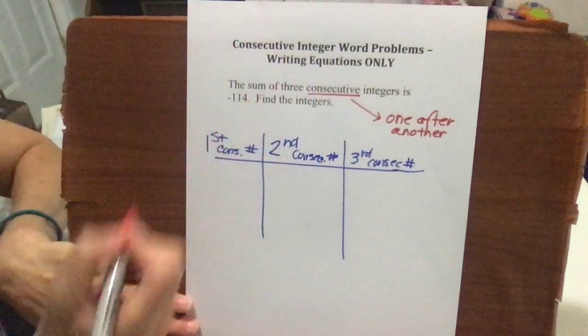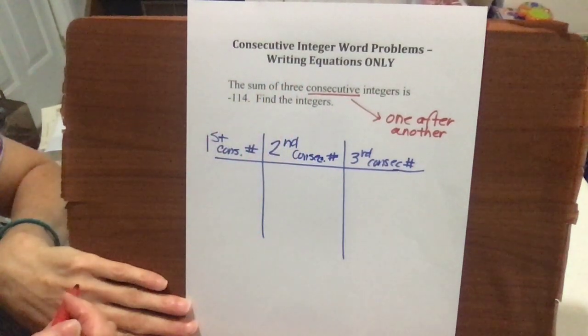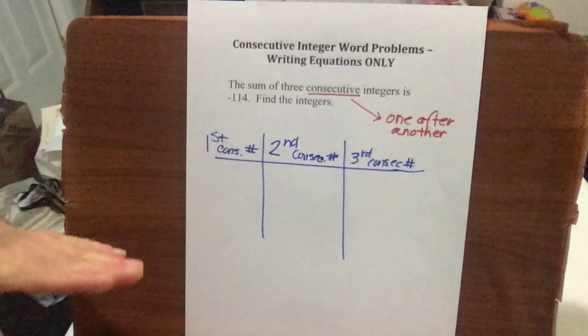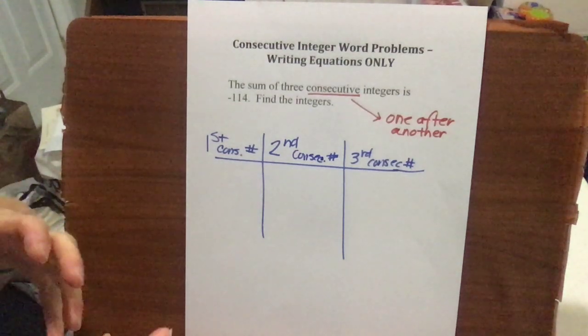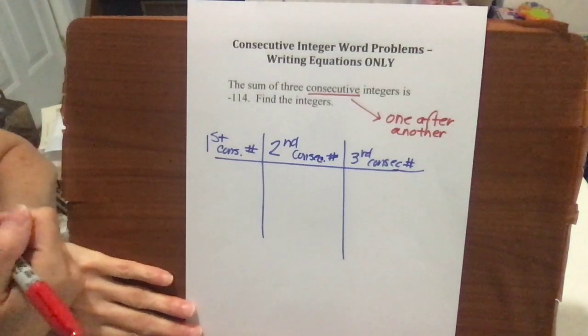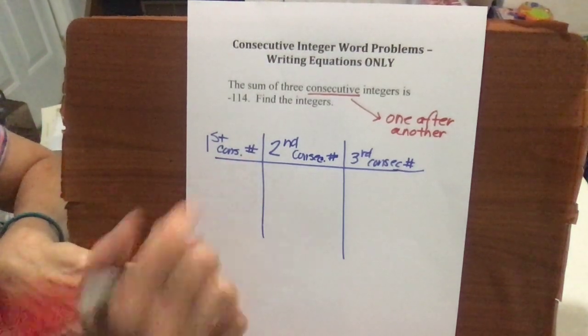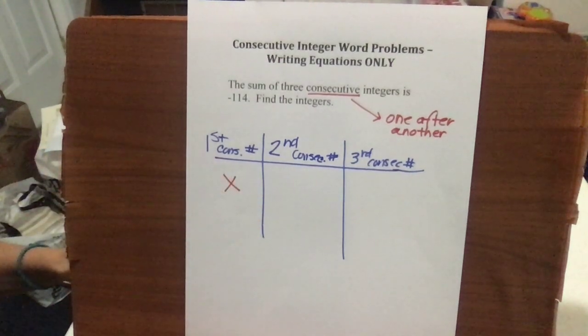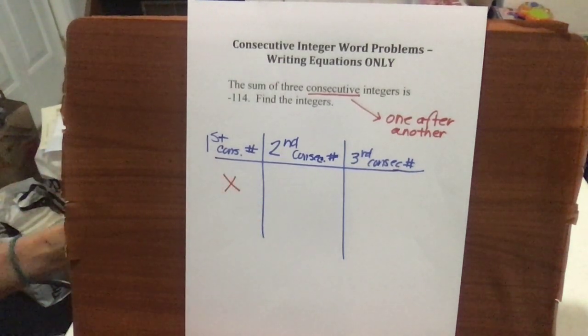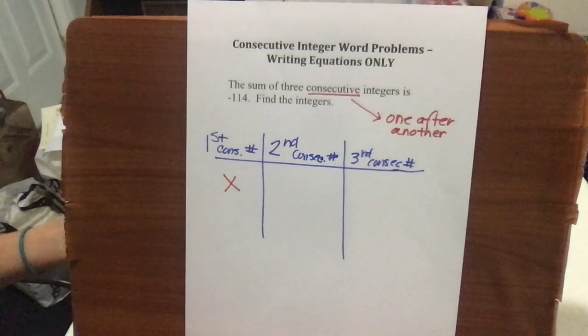So for this problem, we have the sum of three consecutive integers is negative 114. Sum means we're going to total them all, but first we have to figure out what they are. We're not going to guess and check this, because that's a little insane, and we are in algebra, which means we have to put together an equation. So we're going to write an equation for this. We start with the first consecutive integer, and we do not know it. So when we do not know something in algebra, we make it a variable, in most cases x.